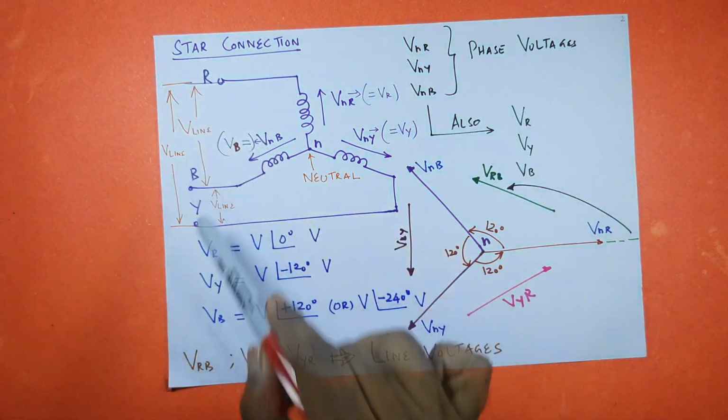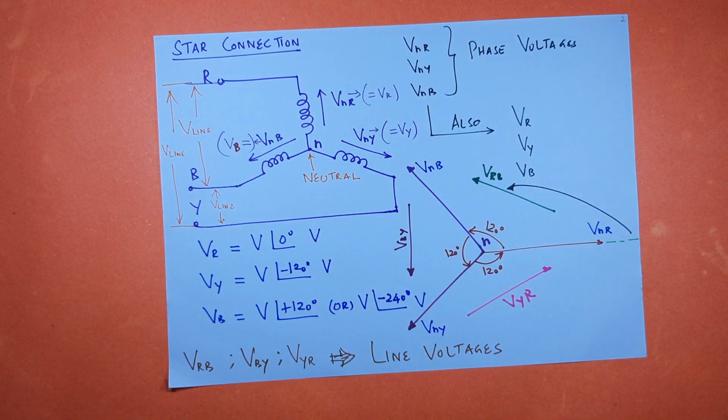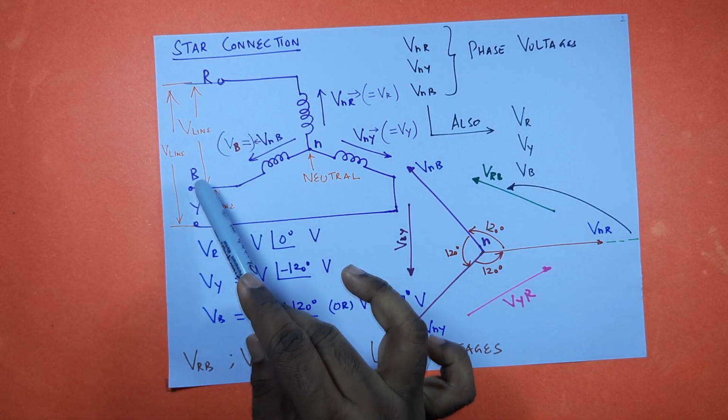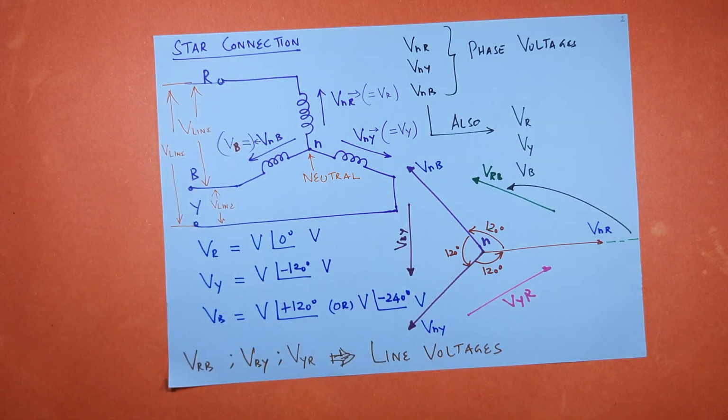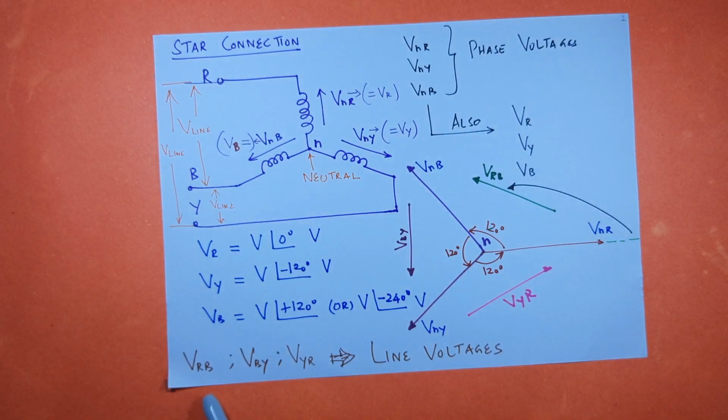And the voltage between the two lines, say R and B line, B and Y line, and between Y and R line, these voltages are known as line voltages. So between R and B, VRB, VBY, VYR. These are all called line voltages. So this is the voltage relation.